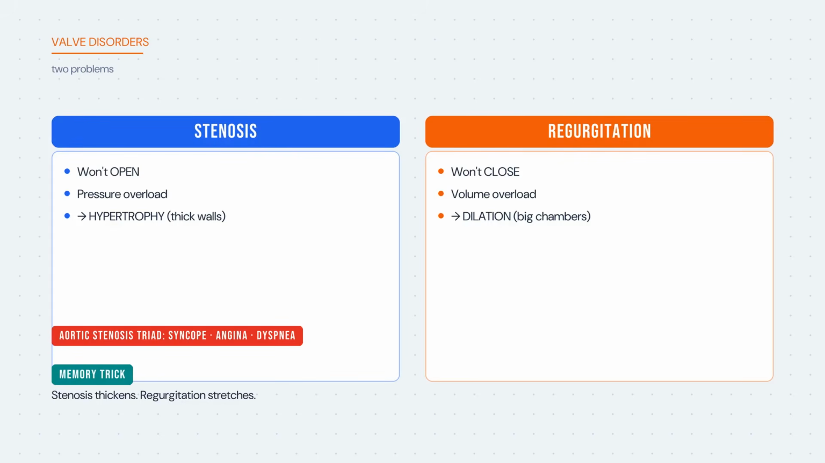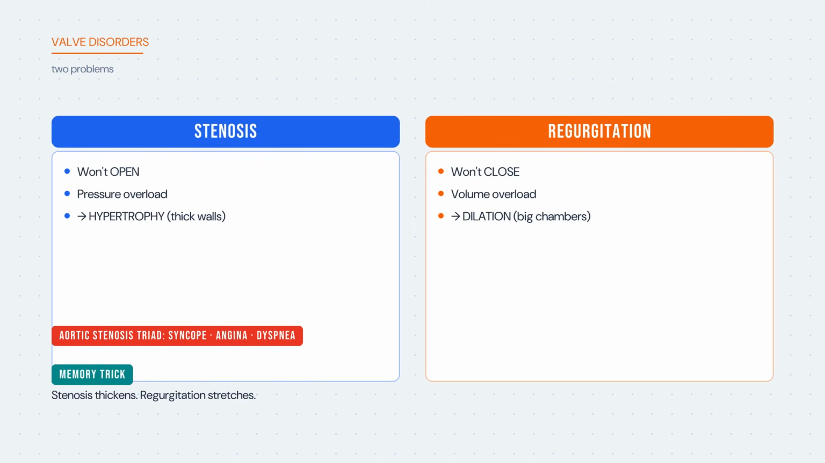Valve disease reduces to two problems. Stenosis, the valve is narrowed and will not open properly, so the chamber behind it has to generate more force, and it hypertrophies. Regurgitation, the valve will not close properly, so blood leaks backward, and the chamber behind it handles extra volume, so it dilates.